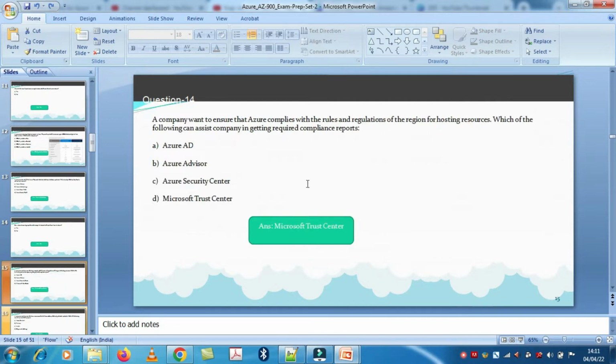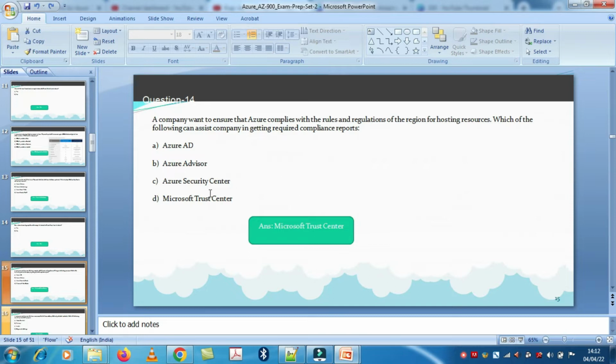Okay, moving to the next question: a company wants to ensure Azure complies with the rules and regulations of the region for hosting resources. Which of the following can assist the company in getting the required compliance report? See, Azure AD has nothing to do with your compliance. Azure Advisor also has nothing to do with it. Remember, in set one I told you, it's related to your operations, your cost, your optimization, right? But it's not related to your compliance.